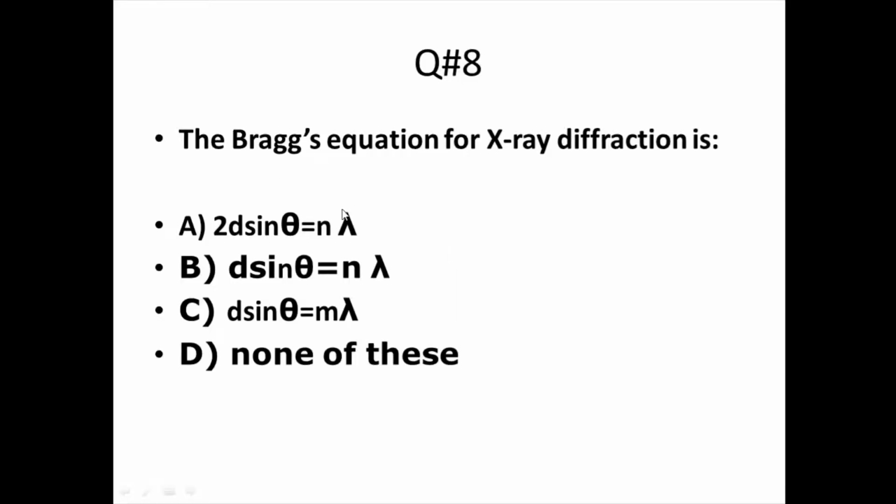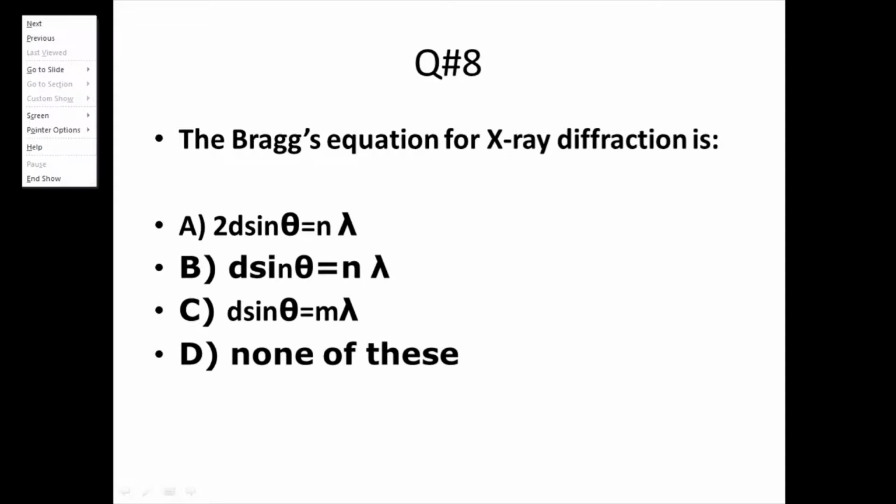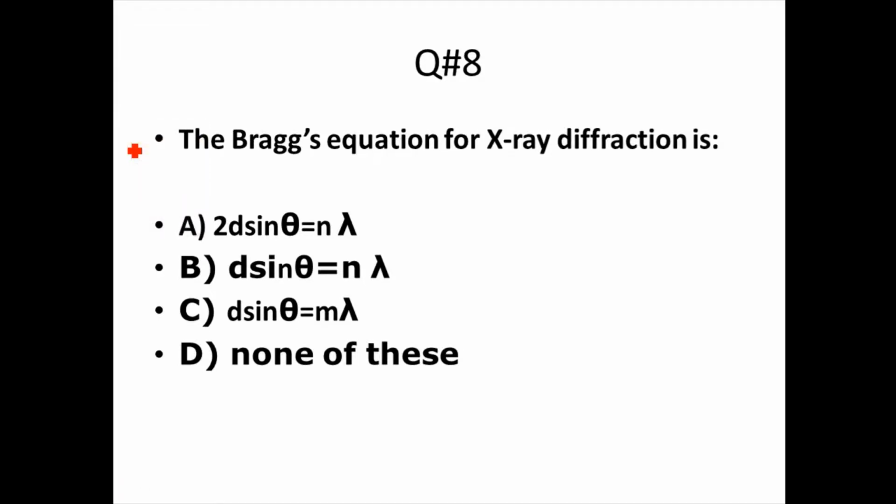The Bragg's equation for XRD is, this is a very well known equation. I am pretty sure everyone knows about it. The right option is 2D sine theta is equal to n lambda. Bragg's equation is 2D sine theta is equal to n lambda.